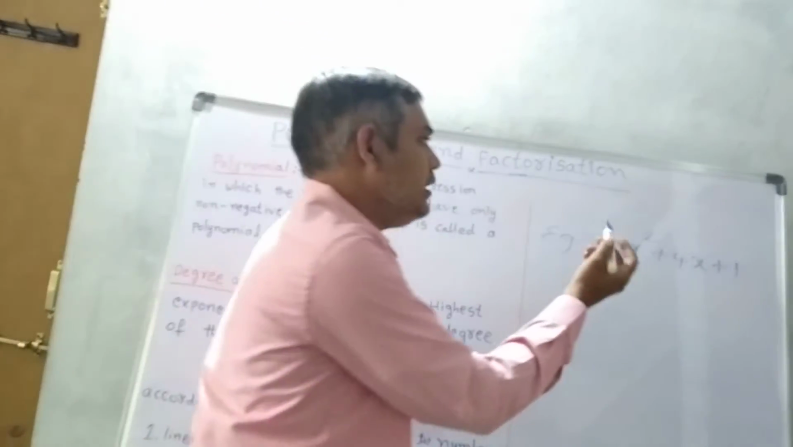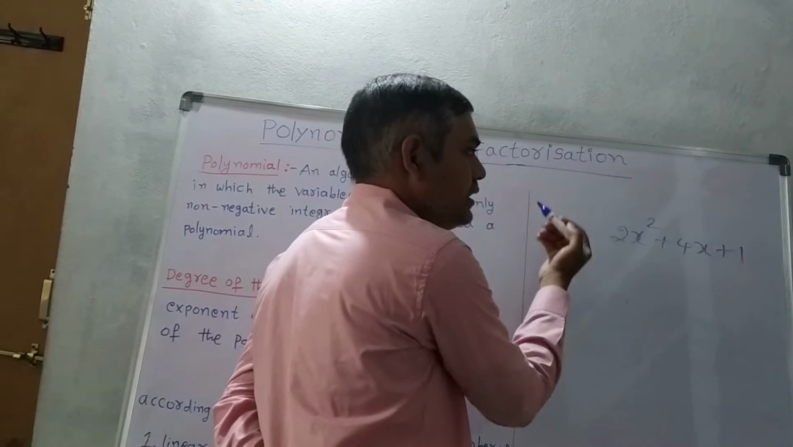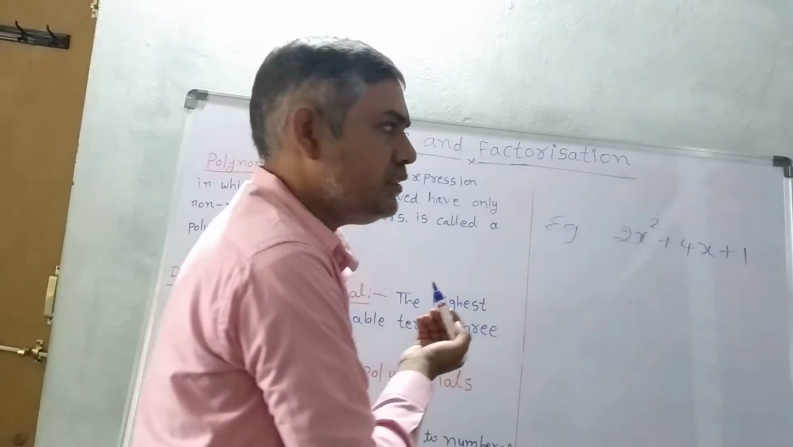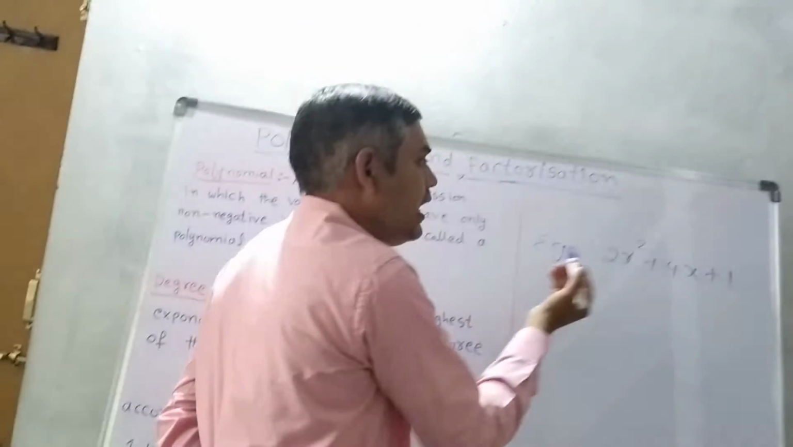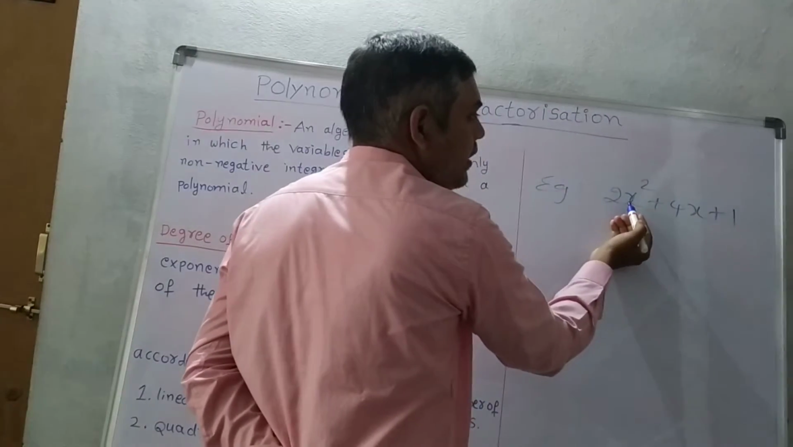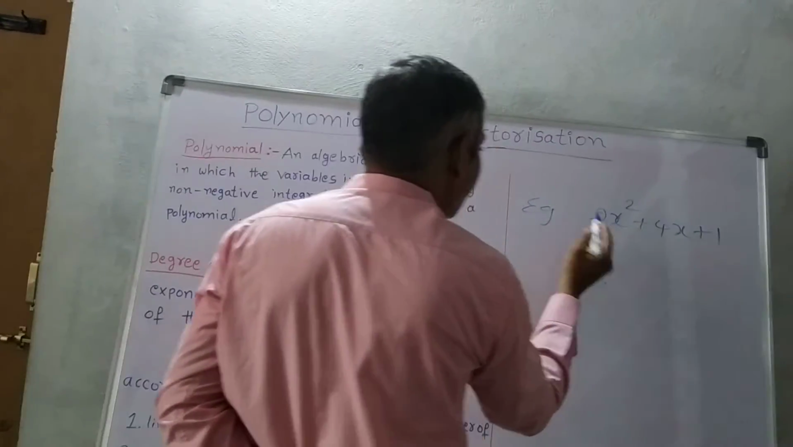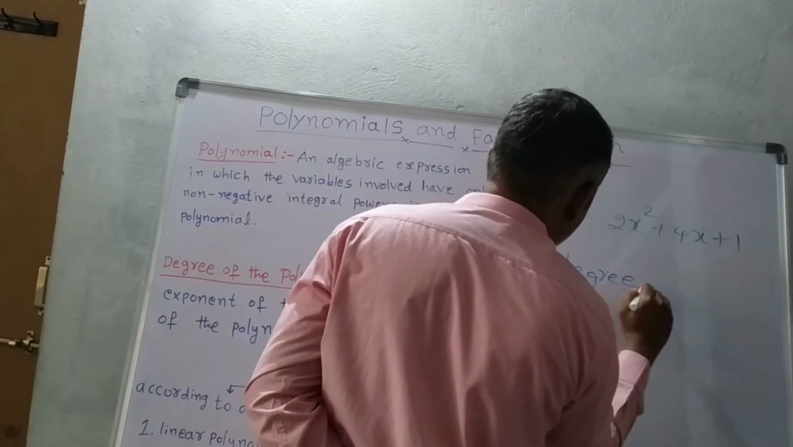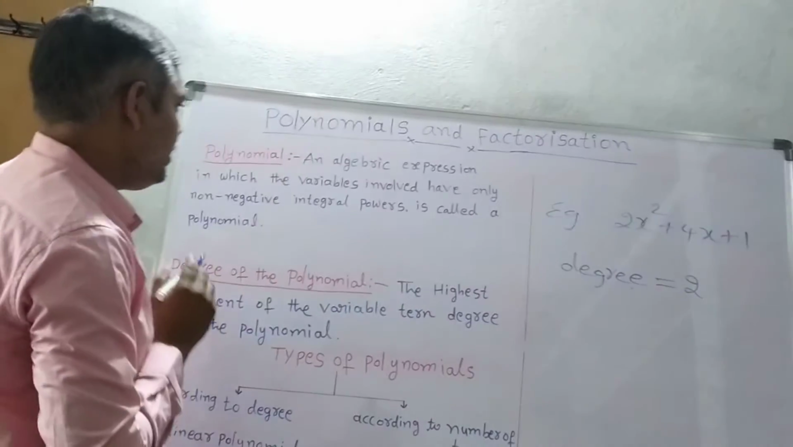This is a polynomial. In this polynomial, the first term is 2x square, the second term is 4x and the third term is plus 1. In these three terms, there are the variable parts x square and x. The highest exponent in this polynomial is 2, for x square, and the other term has no written power. That's why the degree of the polynomial is 2.